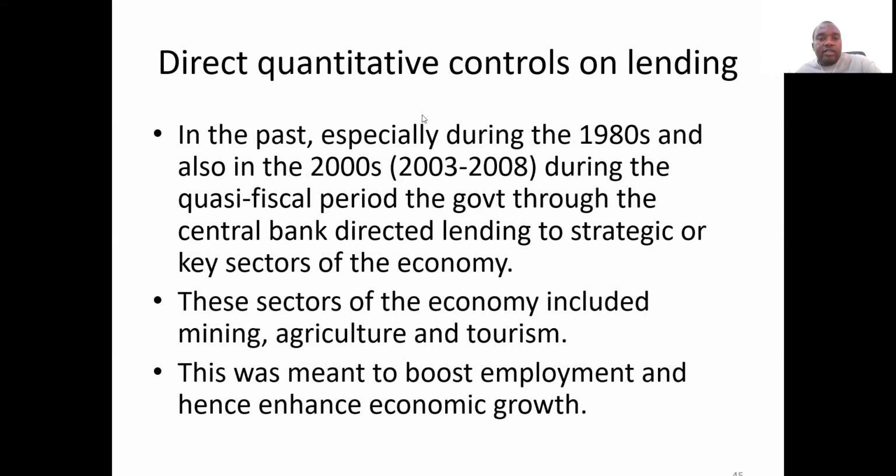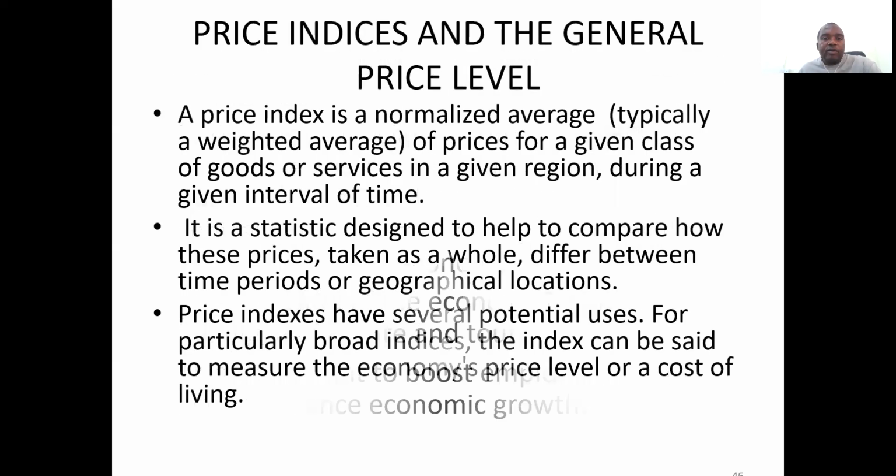We have got direct quantitative controls on lending. In the past, especially in the 1980s and also in the 2000s, between 2003 and 2008, during Dr. Gideon Gono's quasi-fiscal activities period, the government, through the central bank, directed lending to certain sectors of the economy which were considered strategic, such as the mining, agricultural, and tourism sectors. This was meant to boost employment and enhance capacity utilization, thereby driving economic growth in the Zimbabwean macroeconomy.